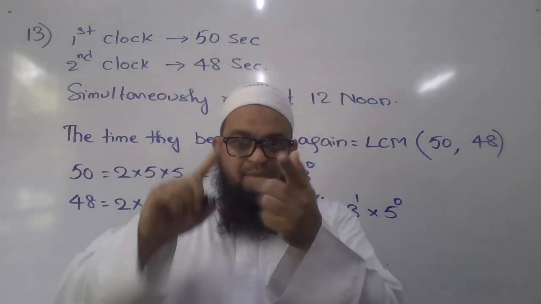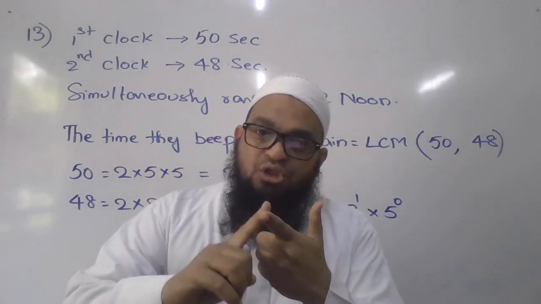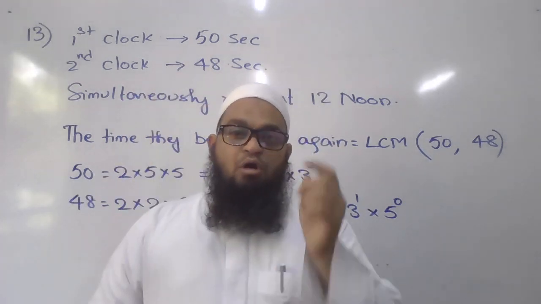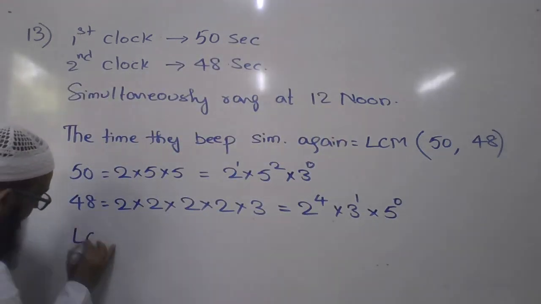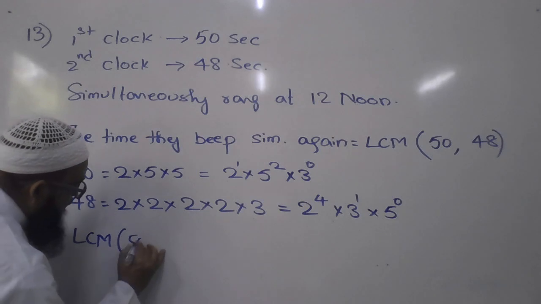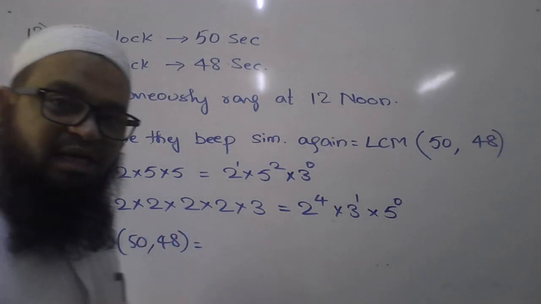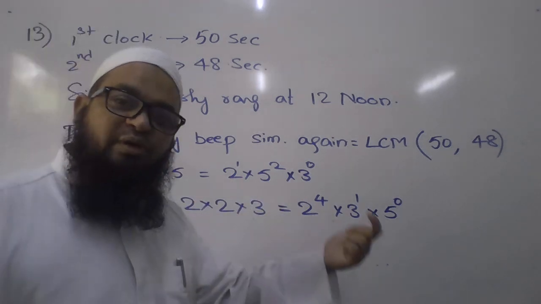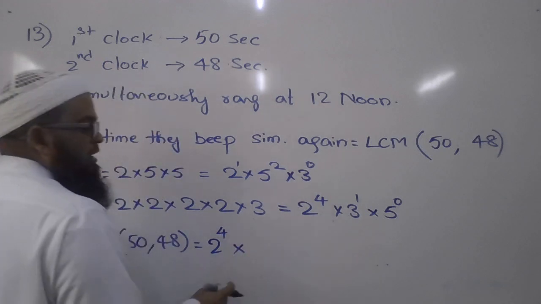Least common multiple, least. So to find the least common multiple, what are you supposed to do? You have to take the highest power of the common factors. Is it right? So let us take LCM of 50 comma 48 equals, what is the highest power of this common factor? 2 to the power of 1 and 2 to the power of 4. Which one is highest? 2 to the power of 4 multiplied by 5.